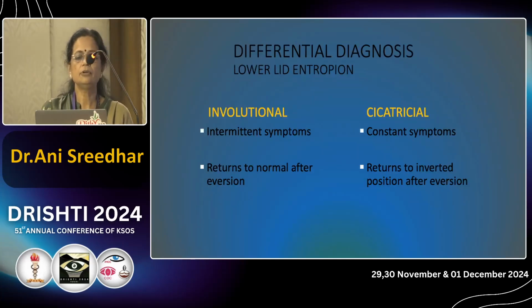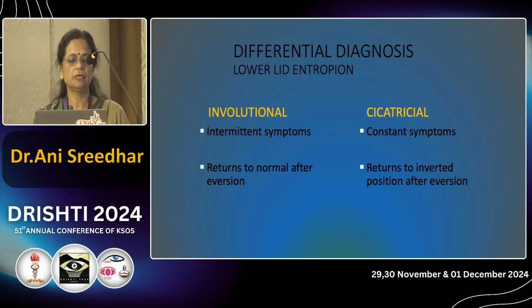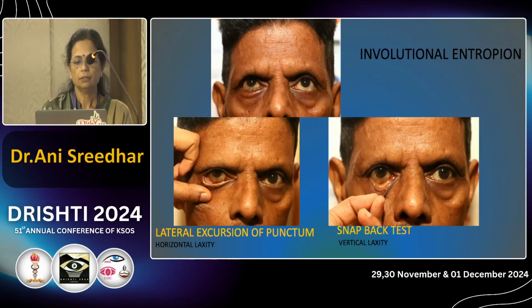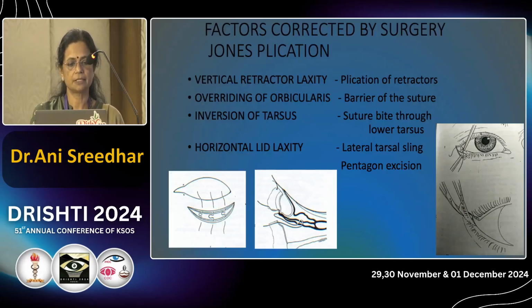So how will you differentiate between the two? When you evert the lid, it returns to normal in involutional, but it returns to the inverted position in cicatricial. In this case, you have to look at the horizontal laxity by laterally pulling the punctum and see to which extent the punctum has been displaced. And the snapback test also, you can measure the excursion of the lower lid from the globe. The vertical laxity also has to be measured.